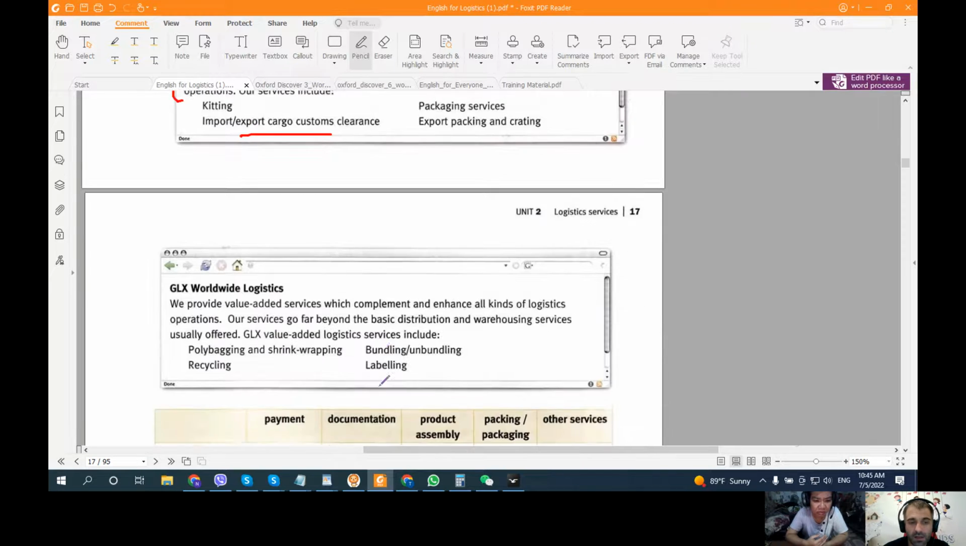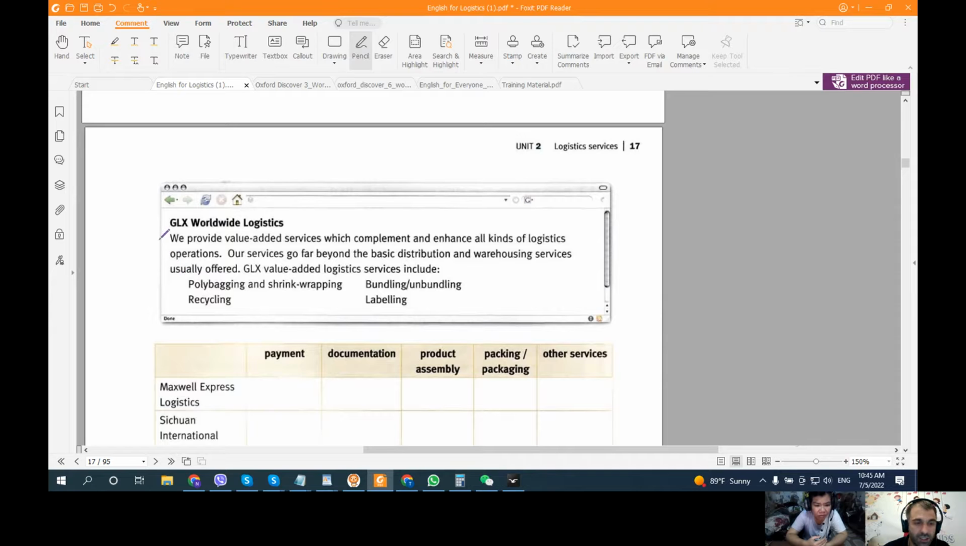Okay, now let's have a look. Now we have here GLX Worldwide Logistics. Can you please read this text for us? GLX Worldwide Logistics. We provide value-added services which complement and enhance all kinds of logistics operations. Our services go far beyond the basic distribution and warehousing services you usually offer. GLX value-added logistics services include poly-packing and shrink wrapping, recycling, bundling and unbundling, labeling.